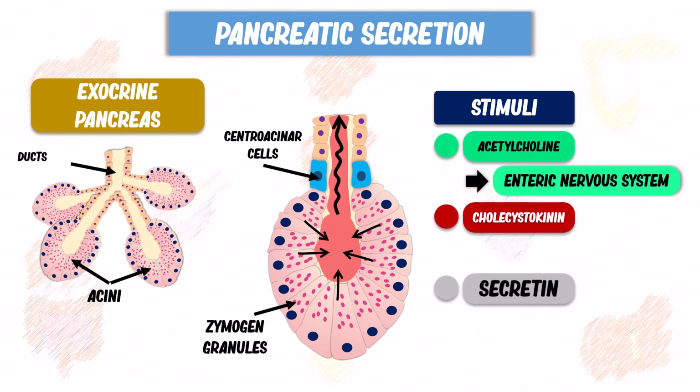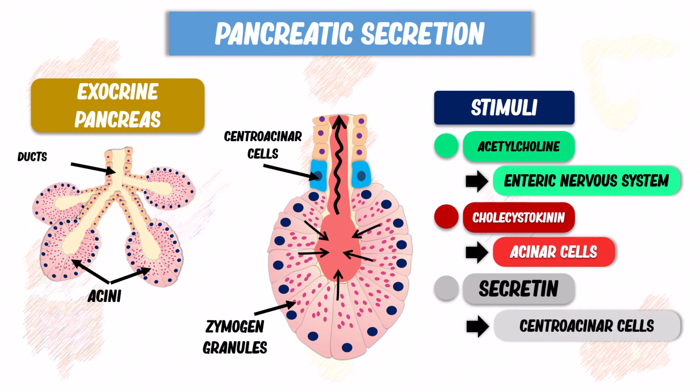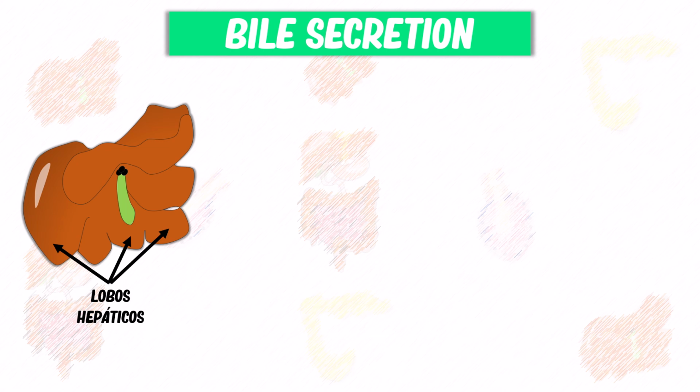Acetylcholine is released by the enteric nervous system, while cholecystokinin is released in response to fats and proteins in the chyme, primarily stimulating acinar cells. Secretin, triggered by low pH, mainly stimulates centroacinar cells to secrete bicarbonate. Pancreatic stimulation occurs during the cephalic and gastric phases of digestion and intensifies during the intestinal phase when stomach contents enter the duodenum.